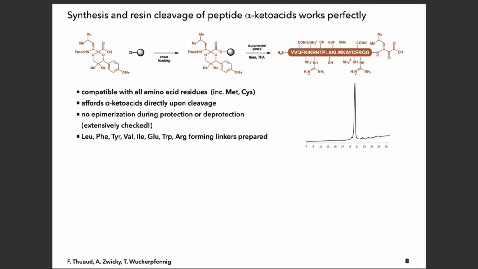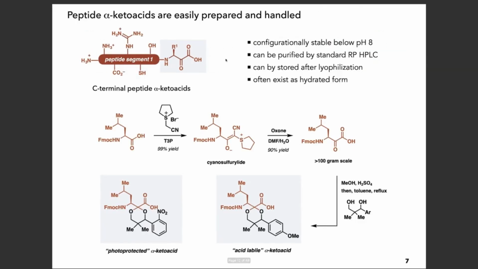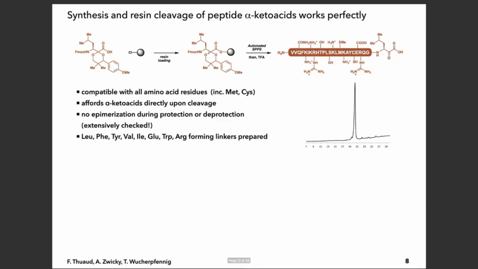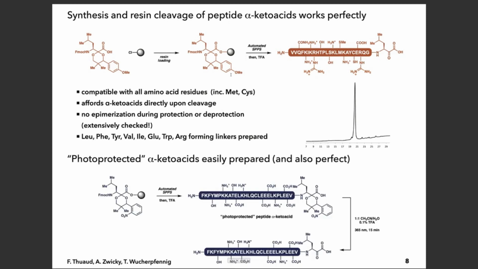chains are unprotected. And we can make many different protected keto acids. So those, we typically use leucine just because it is such a common amino acid, but also phenylalanine, tyrosine, valine, and many others we can form as well. And the photoprotected one is also very useful for us in the context of protein synthesis, because here we can leave the keto acid in protected form, and then later on at a separate point in the synthesis, use photolytic conditions to remove the protecting group and reveal the keto acid.